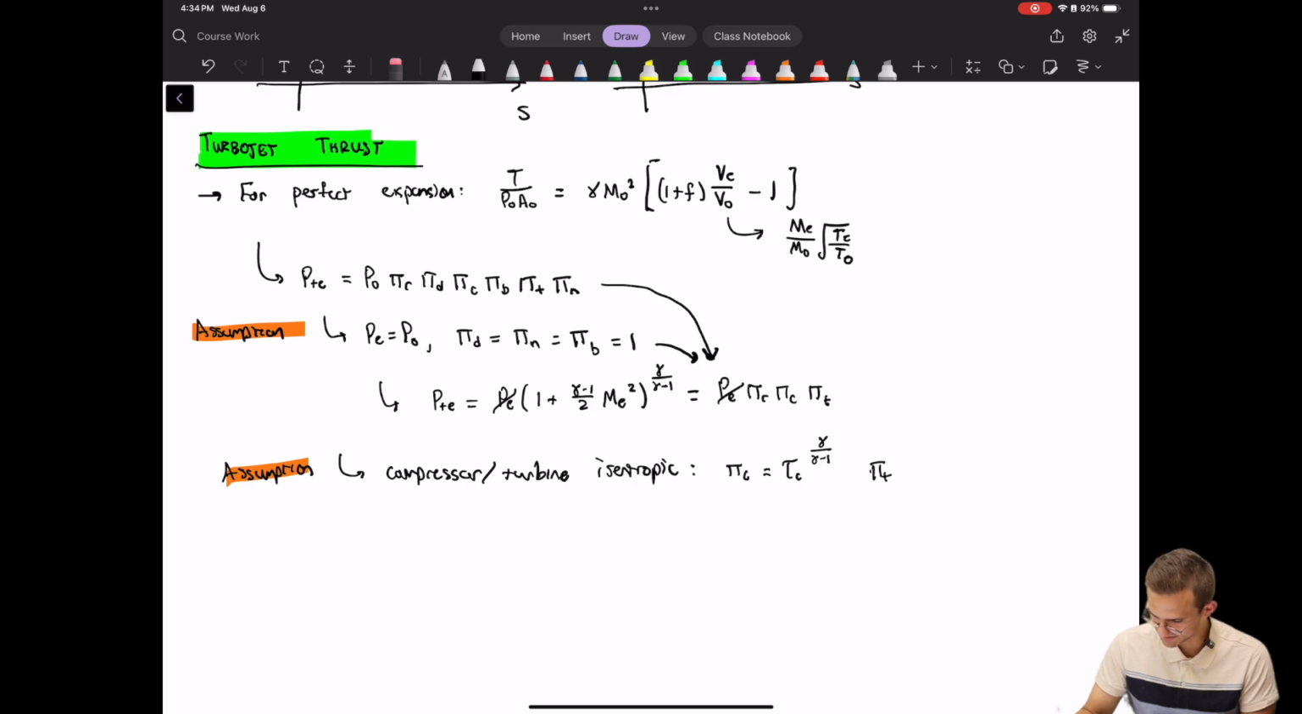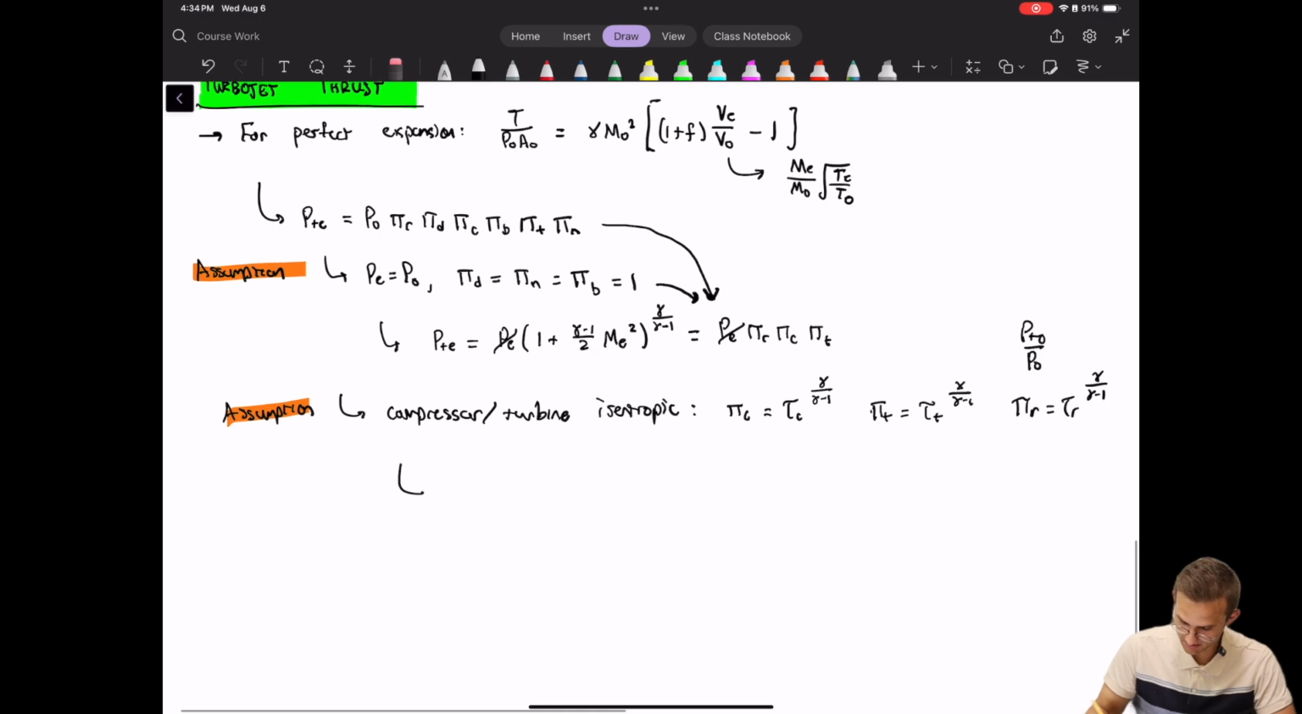Pi t is equal to tau t raised to the gamma over gamma minus 1. Okay, and we actually already know that pi r is equal to tau r raised to the gamma over gamma minus 1. That's just the definition of pi r. Remember, pi r is pt naught over p naught. So if we sub these things in, that allows us to essentially solve for the Mach number at the exit, me squared, as 2 over gamma minus 1 times the quantity tau r, tau c, tau t minus 1.